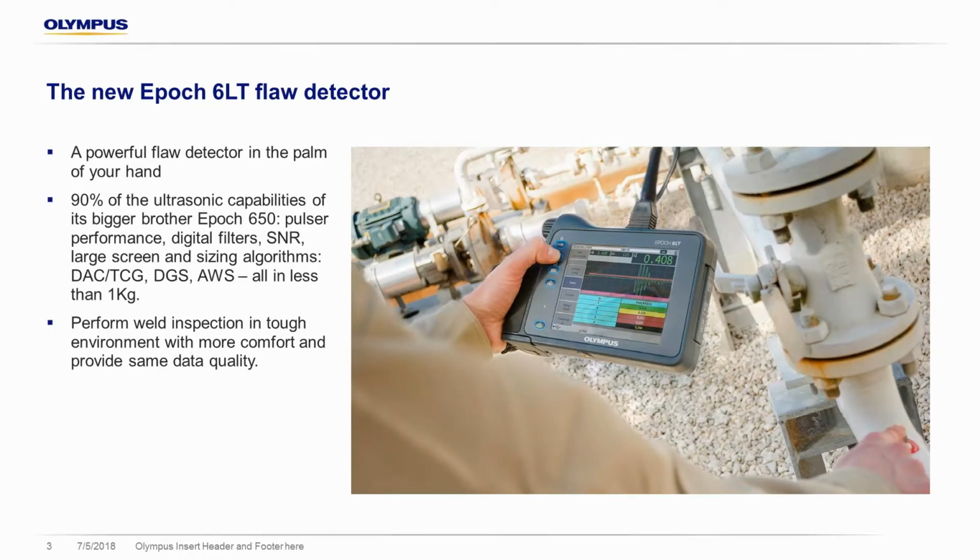So, like we said, a powerful flaw detector in the palm of your hand. You can operate it with one hand only, while the other hand can be used to scan or to measure with a transducer. What you can do with this flaw detector is perform weld inspection in tough environments with more comfort than previously, and you would not give up any data quality.